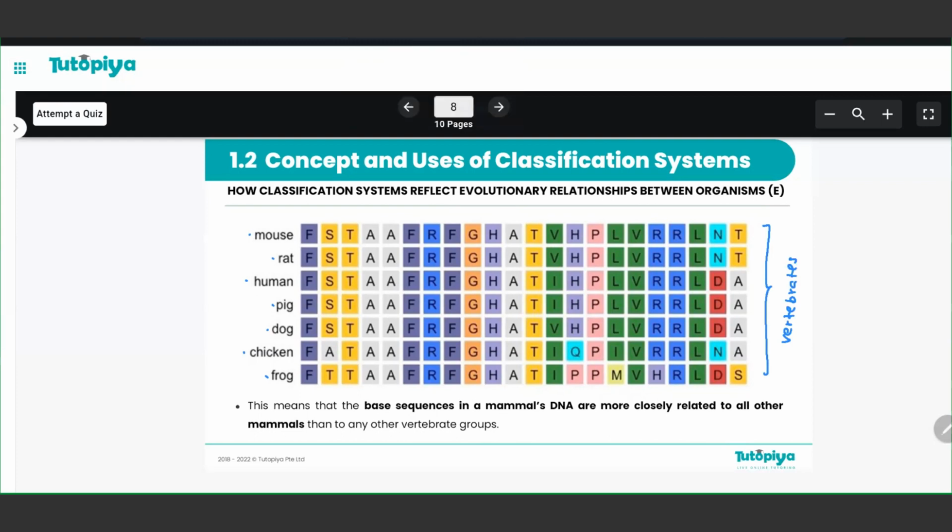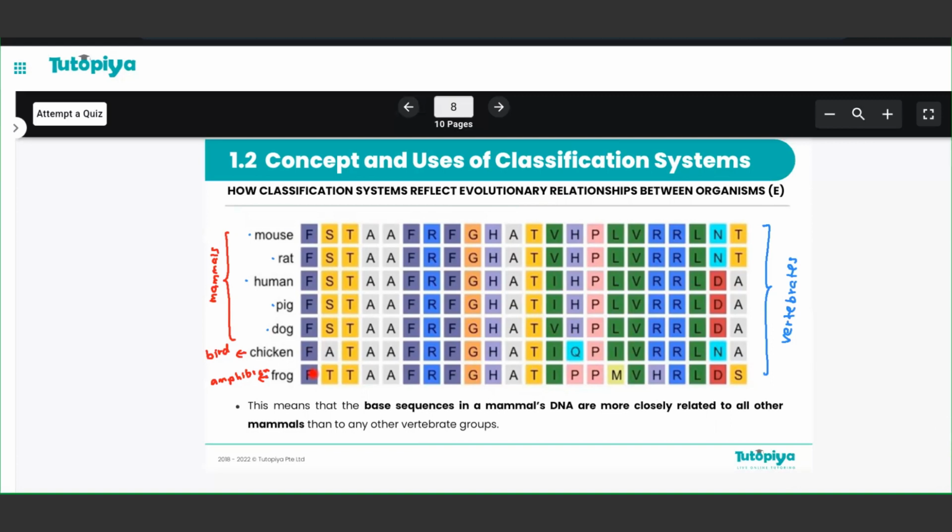Now, if we consider the mouse and the rat and the human and the pig and the dog, we know that these are all mammals. And if we consider the chicken, we know that the chicken is a bird. And if we think about the frog, we know that the frog is an amphibian. All right. So we're just going to look at the DNA-based sequences of these 5 mammals, of the bird, and of the amphibian, and we're going to come to a few conclusions based on these DNA-based sequences.